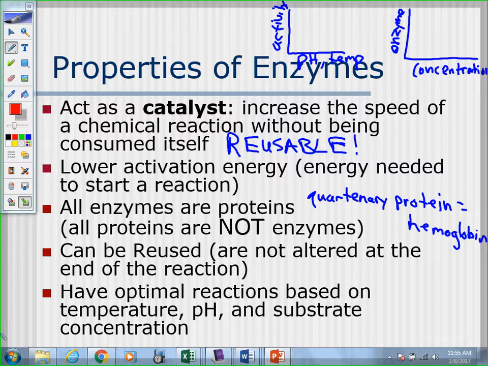Who has one for the first one? What do you think it is going to look like? Like a bell curve. Anybody else agree with that? Disagree? So it's kind of going to be like this. It's going to come up, and then it's going to come down. Right here, we call optimal temp or pH. What is your optimal temperature in your body? 37 Celsius. So beyond that, it's not going to function. Below that, it's not going to function as well.